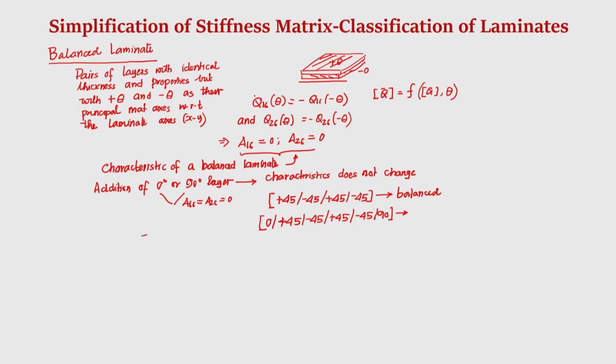Then a balanced laminate could be symmetric also. Say plus minus 45 symmetric is a symmetric balanced laminate. What is the characteristic? Because it is symmetric, B is equal to 0. In addition, A16, A26 is equal to 0. Okay. So, this is about symmetric laminate.